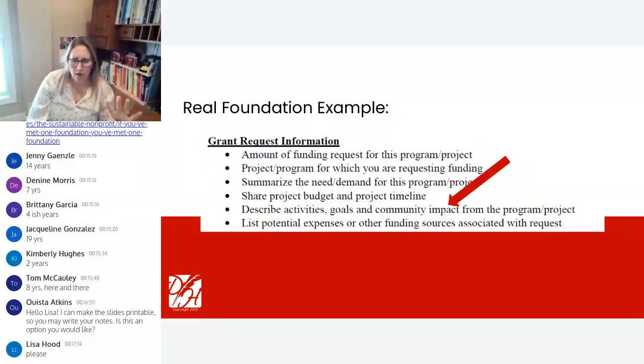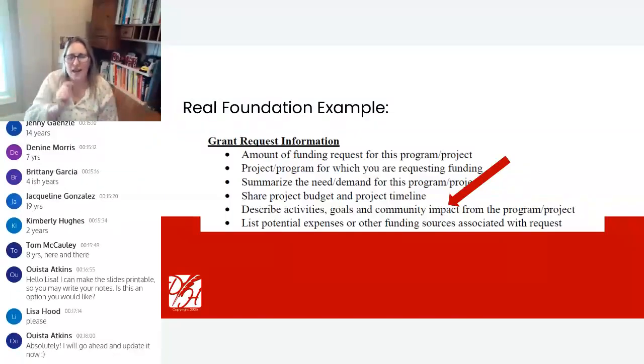Item 4, a project budget and a project timeline. Okay, they're trying to understand the scale of the project cost and the amount of time it's going to take us to do this proposed work. Great. But I have the arrow pointing at this 5th item. Describe activities, goals, and community impact for the program or project.